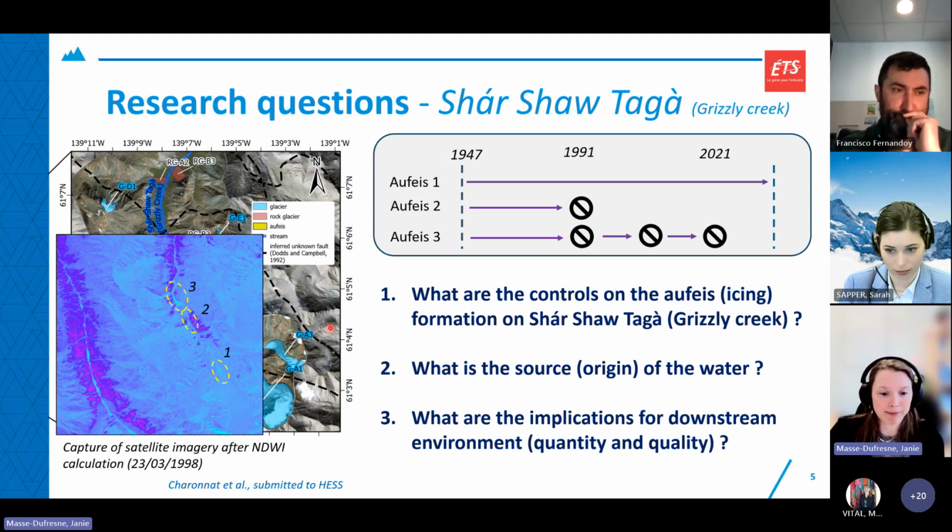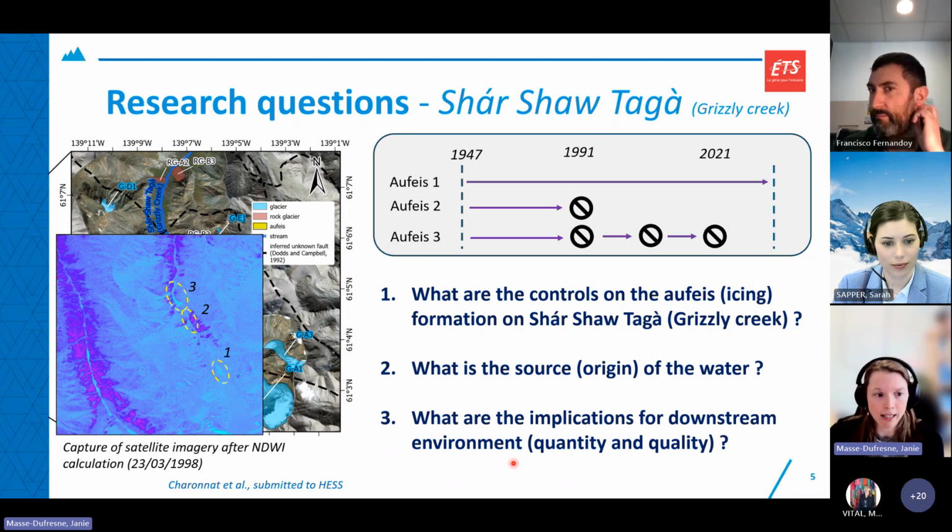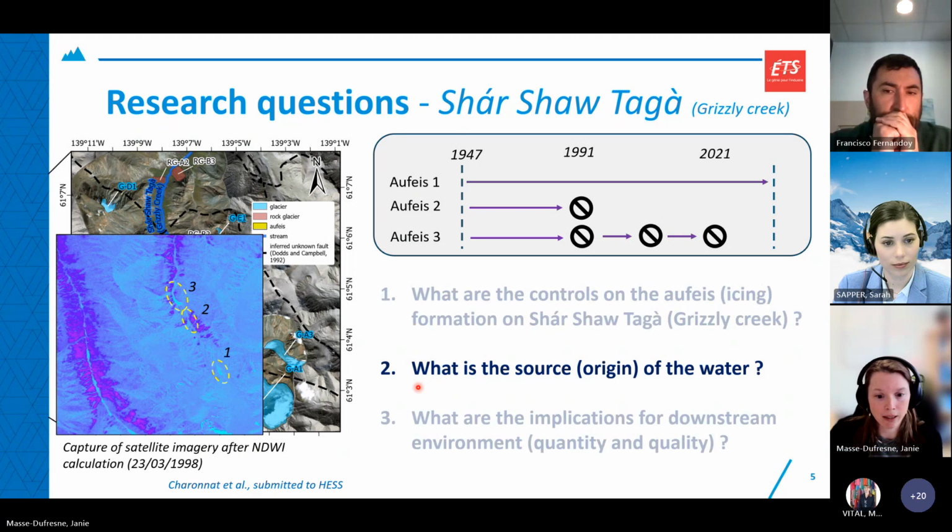We've been asking these quite general questions, but relevant ones. What are the controls on the formation of these icings on the Chartaga or the Grizzly Creek, and what is the origin of the water that is forming these icings, and what are the implications for the downstream environment? Like, are these icings having a control on the quantity and the quality of the water that is flowing downstream there? Today I'll be focusing on data that aims to answer the second question there, with the use of stable isotopes.